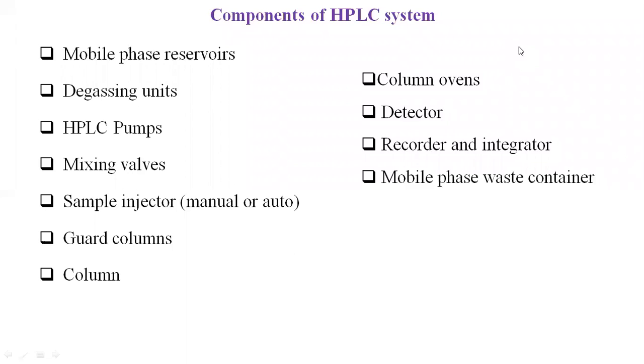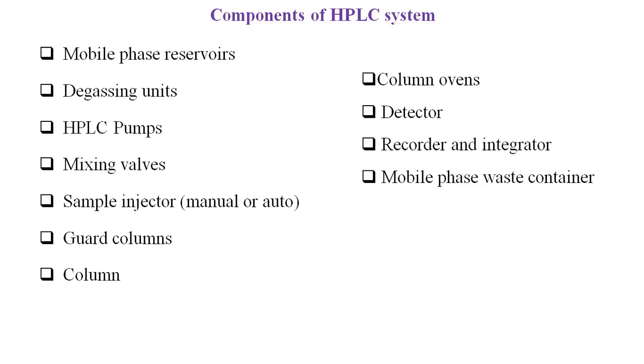Components of the HPLC system to provide mobile phase. We are using the mobile phase reservoir. In this mobile phase reservoir, we are placing the mobile phase. If any air bubbles or dissolved gases are there, to remove them we are using degassing units.